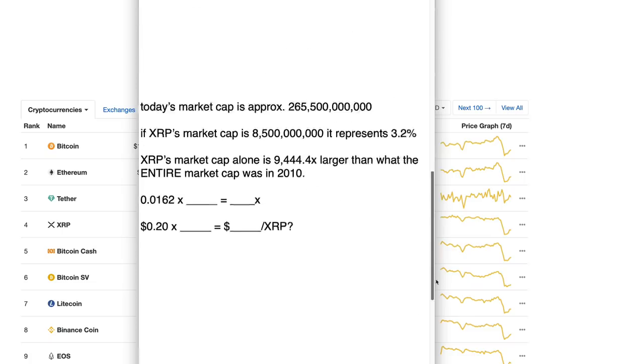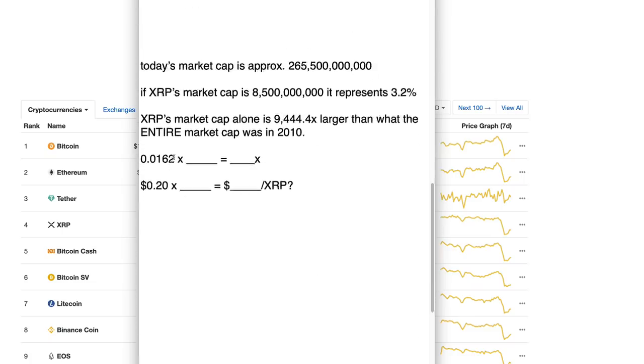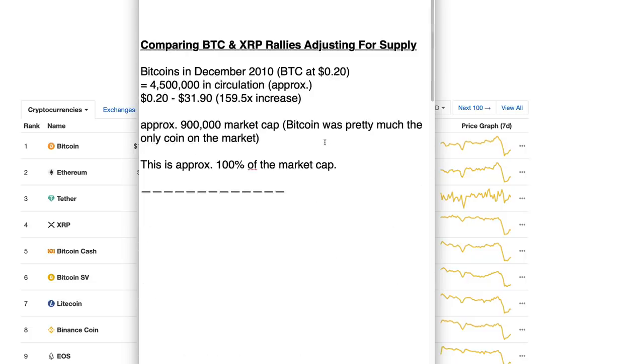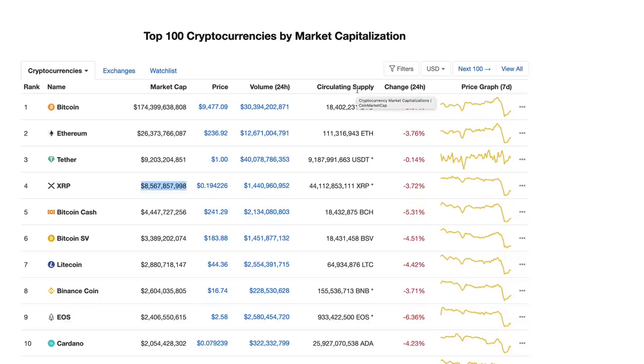So if we plug those numbers in and we take the original 0.0162x factor times 9,444.4, that would adjust the number to 153x. So now when you plug that in, 20 cents times an increase of 153 brings us to an XRP price of roughly $30.60. That's right, very close to where Bitcoin rallied to back in 2010, just based on the adjustment in circulating supply and the sheer size of the crypto space. More money is in it, which means more money is going to flow through these coins.